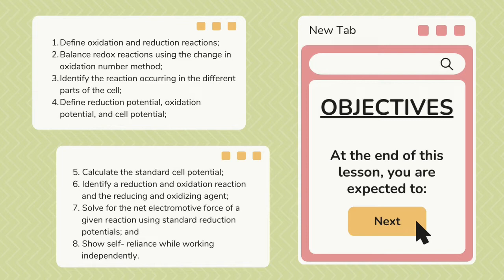Okay, so next is to calculate the standard cell potential. Number six is to identify a reduction and oxidation reaction and the reducing and oxidizing agent. Number seven is to solve for the net electromotive force of a given reaction using standard reduction potentials. And lastly, is to show self-reliance while working independently. Okay, so again, those are the objectives that we need to attain as we go on through our discussion.